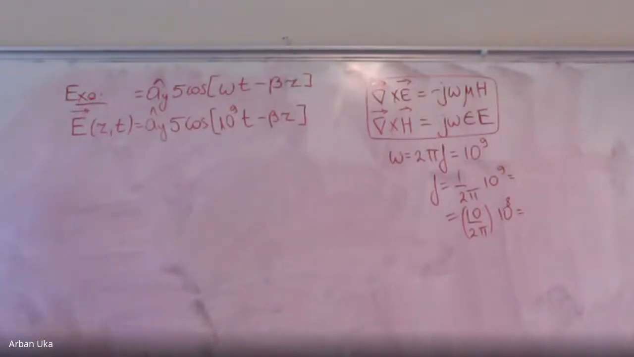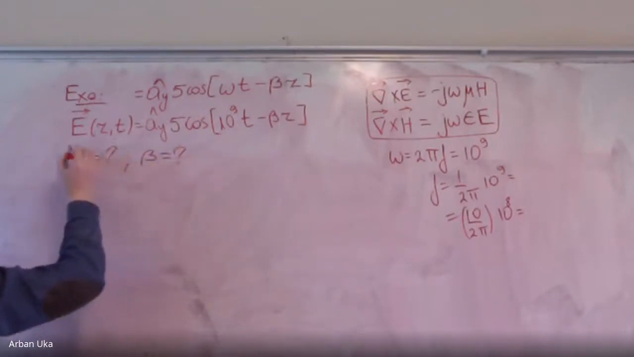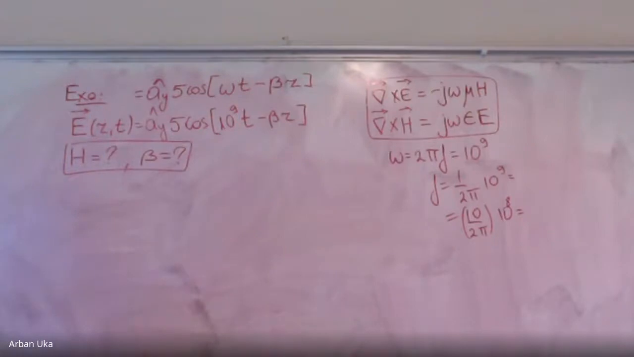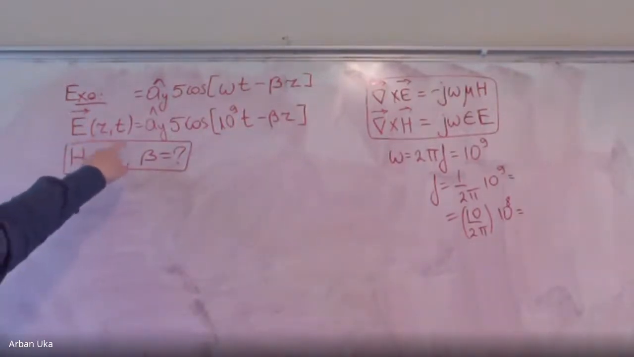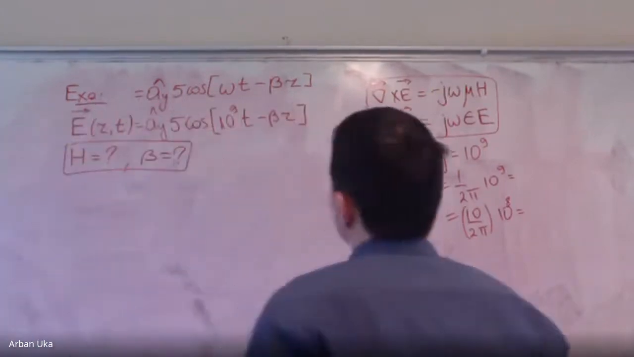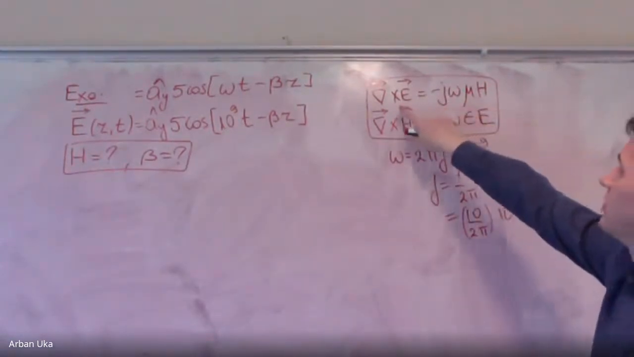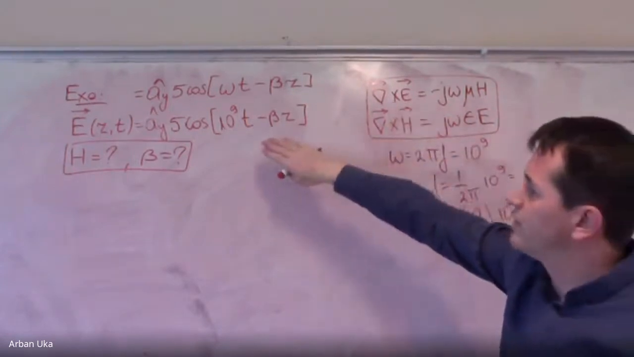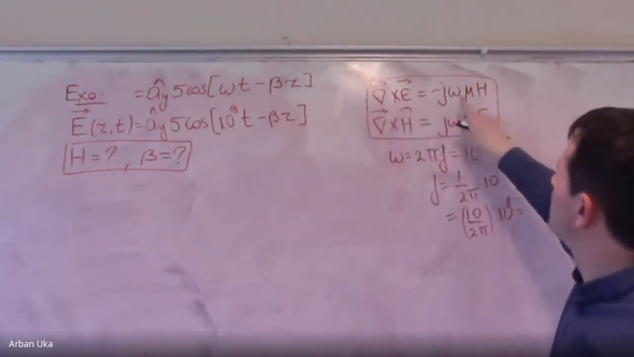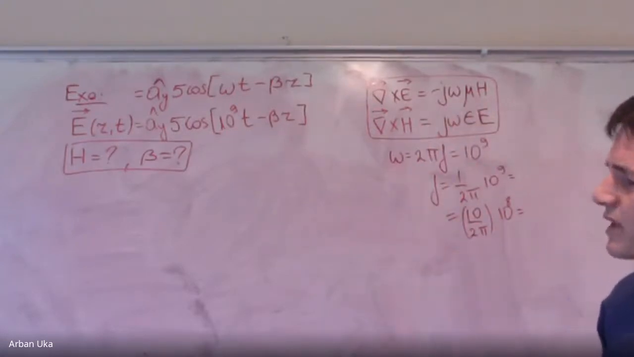Now, the question is the following. Find H and find beta. Okay, so it looks like we have a single expression and we have to find two outcomes. One is a magnetic field, the other one is beta. So if we have the E, can we find the H? Yes, we can. Because we have E, we can apply the curl and we immediately get the H. It's very easy. And we do this using the Maxwell's equation.